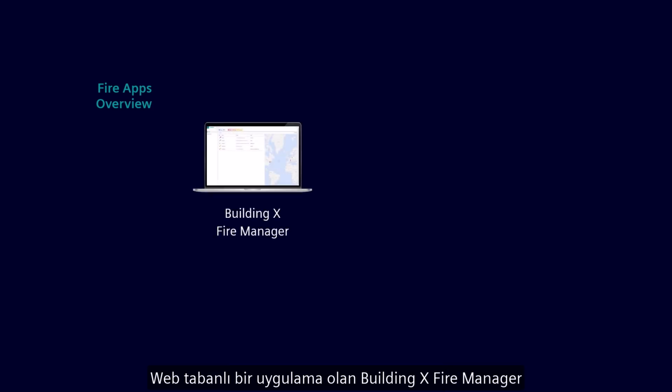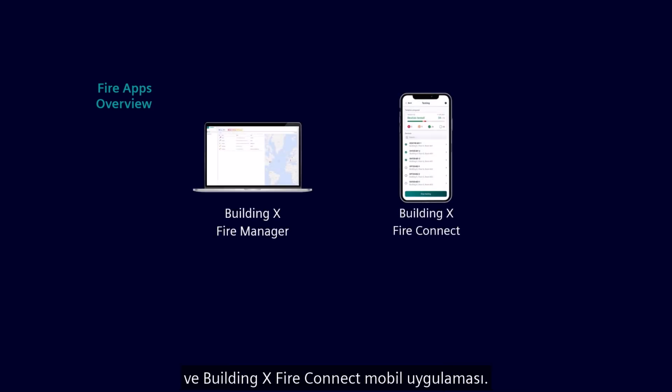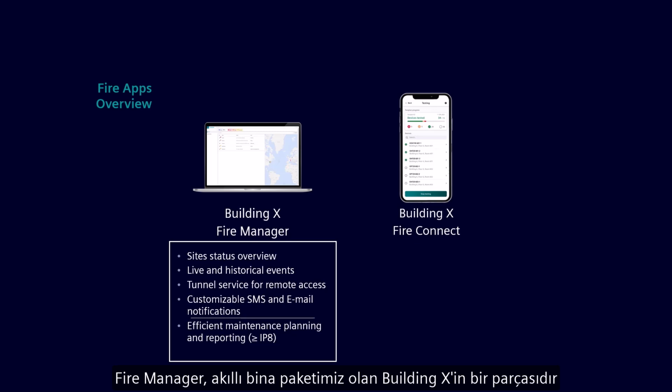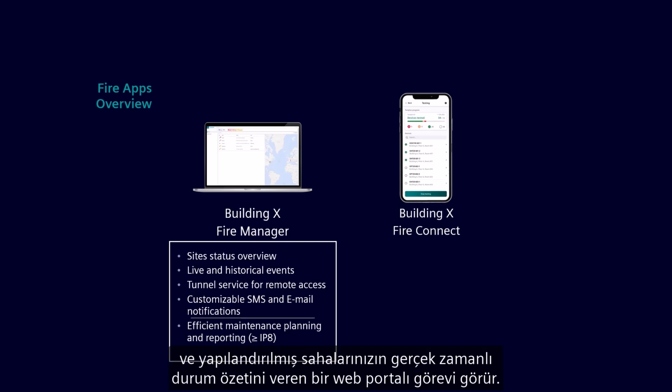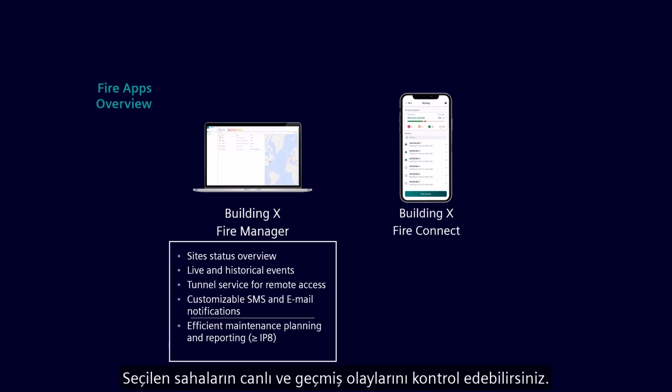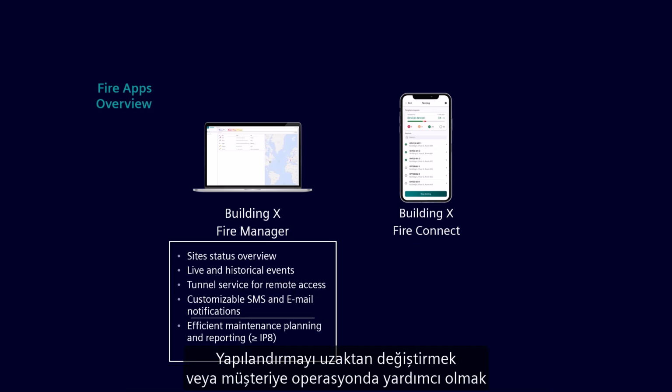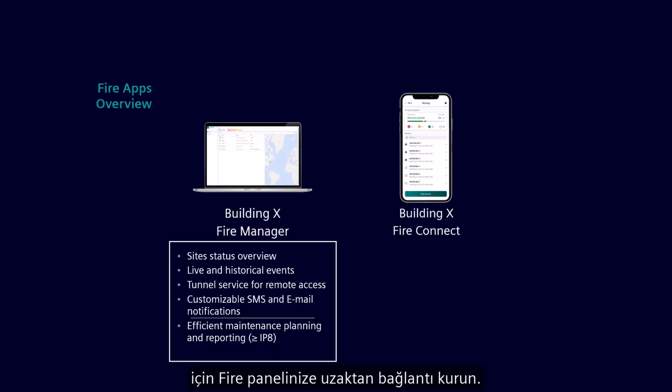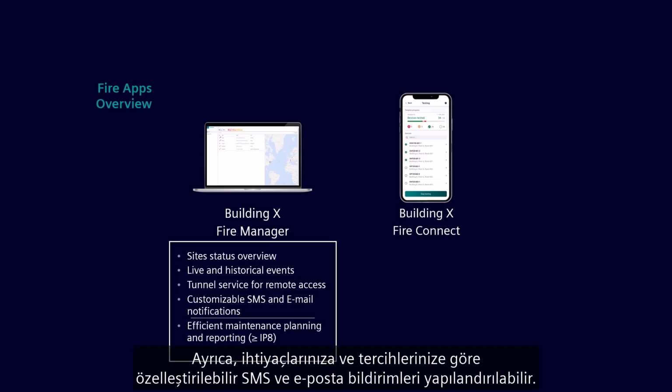Fire apps offer the following: Building X Fire Manager, which is a web-based application, and the Building X Fire Connect mobile application. Fire Manager is a part of Building X, our smart building suite, and serves as a web portal which gives you a real-time status overview of your configured sites. You can check live and historical events of the selected sites. Establish a remote connection to your fire panel in order to change the configuration remotely or assist the customer in the operation. Furthermore, customizable SMS and email notifications can be configured based on your needs and preferences.